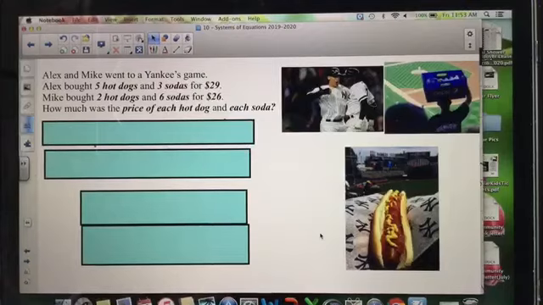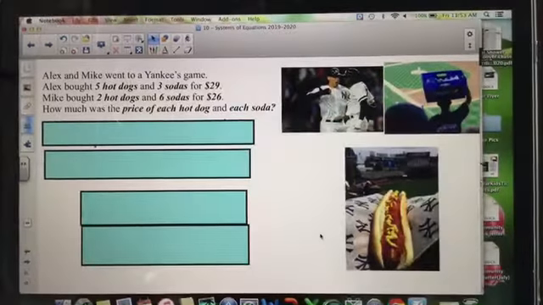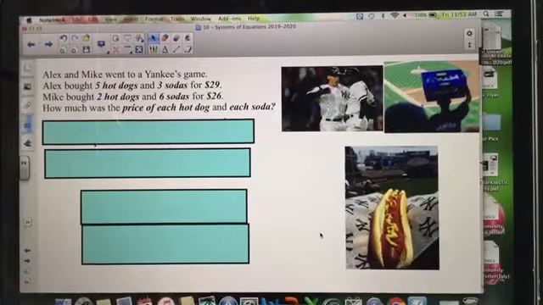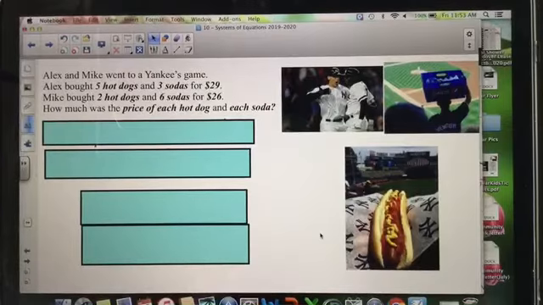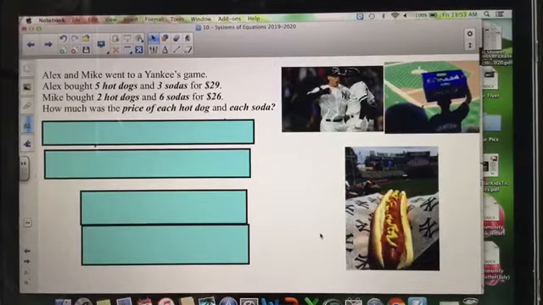And I really saw this in real life when I went to a Yankee game and was buying hot dogs and sodas. So here's my problem. Alex and Mike went to a Yankees game. Alex bought 5 hot dogs and 3 sodas for $29. Mike bought 2 hot dogs and 6 sodas for $26. How much was the price of each hot dog and each soda?